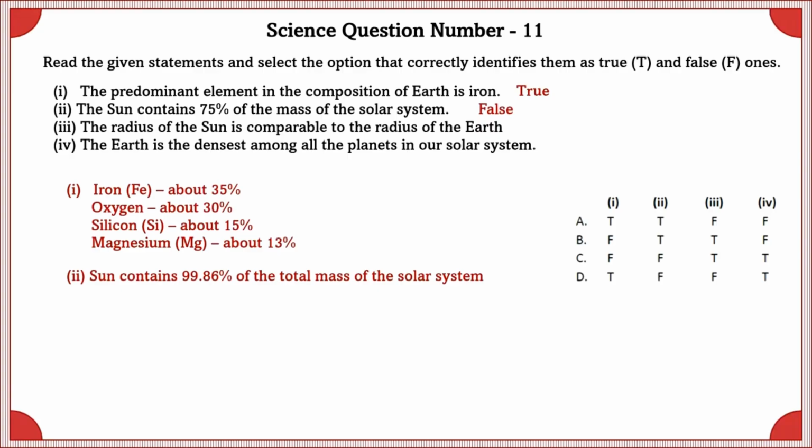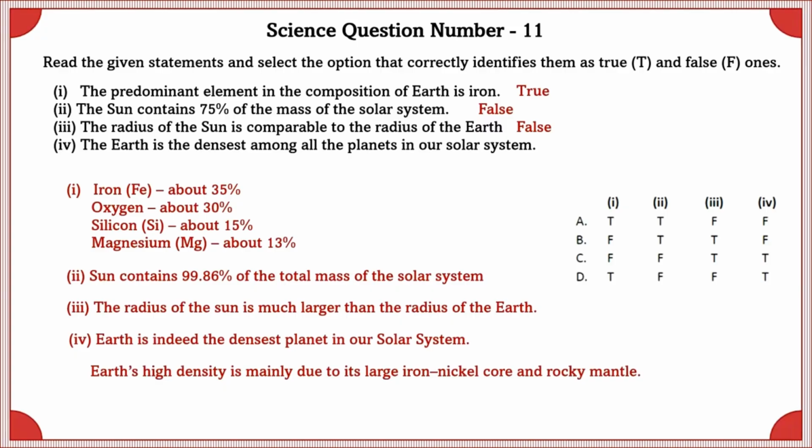Third, the radius of the sun is comparable to the radius of the earth. The radius of the sun is much larger than the radius of the earth. So this statement is also false. Fourth, the earth is the densest among all the planets in our solar system. Earth is indeed the densest planet in our solar system. Earth's high density is mainly due to its large iron-nickel core and rocky mantle.